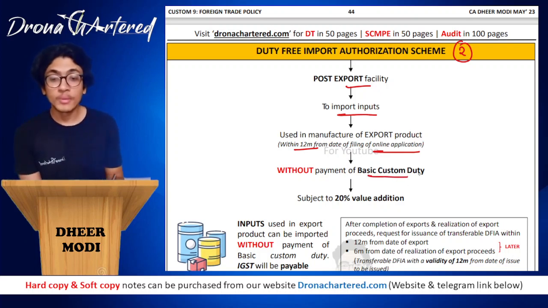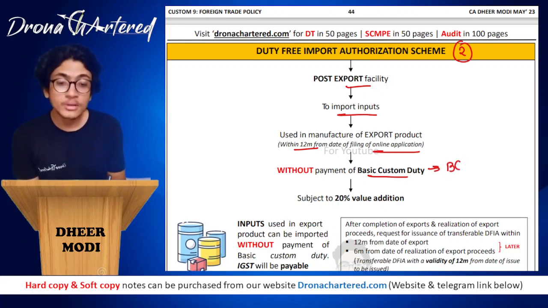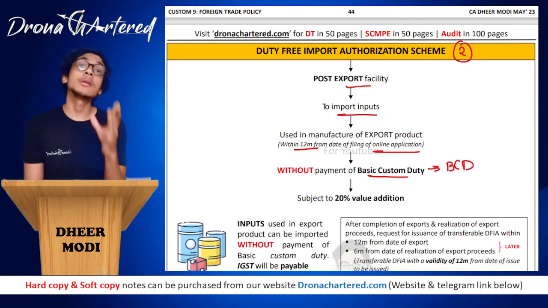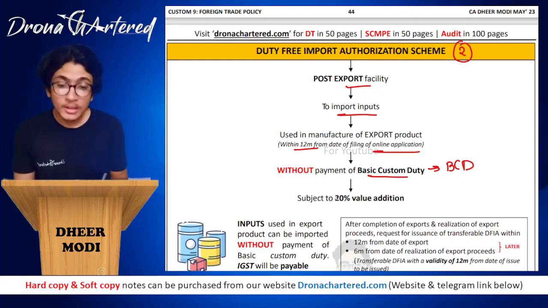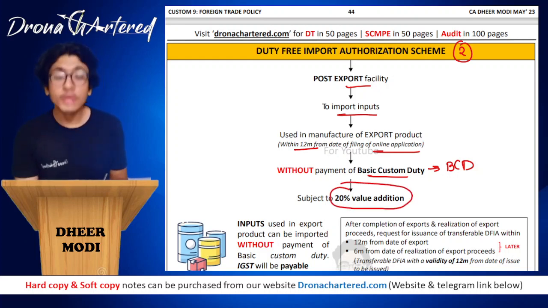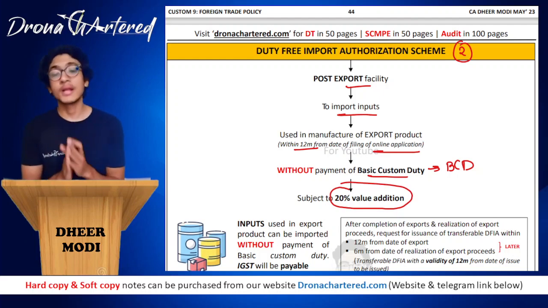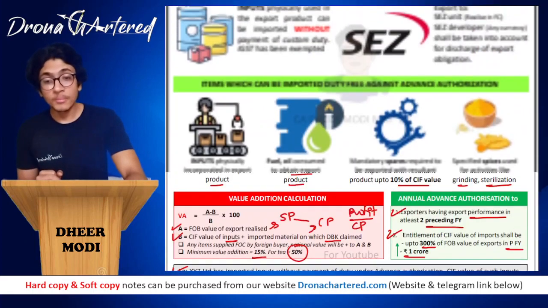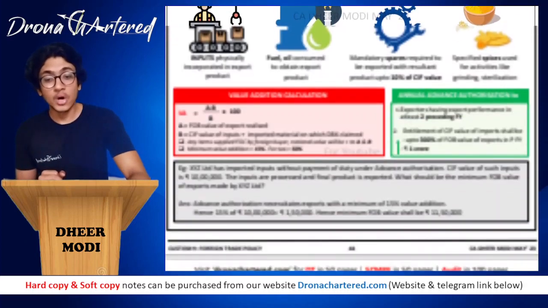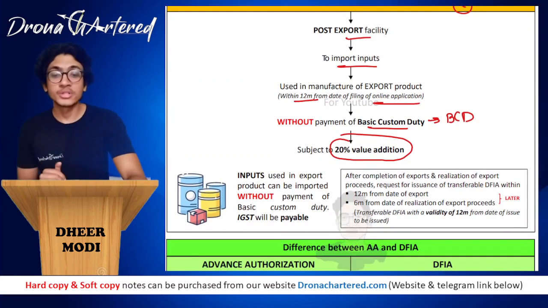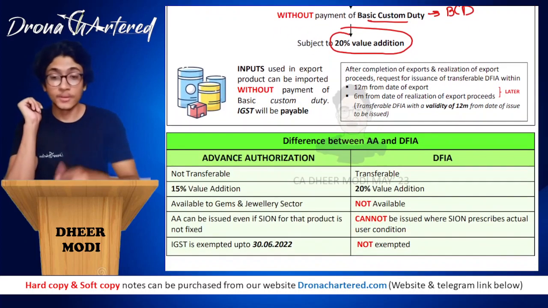Now what you have to remember, it is only basic custom duty over here. It is only basic custom duty. That means any other custom duty will be leviable, only basic custom duty will not be leviable, subject to a 20% value addition. In the previous case, if you remember, it was 15%. Now there has to be a minimum value addition of 20%.